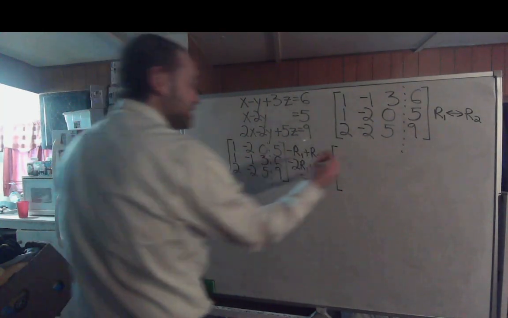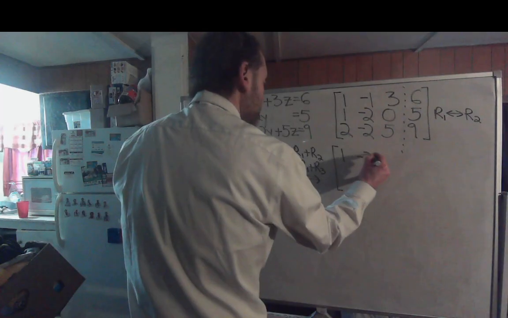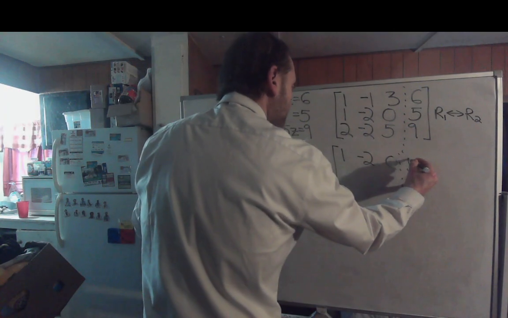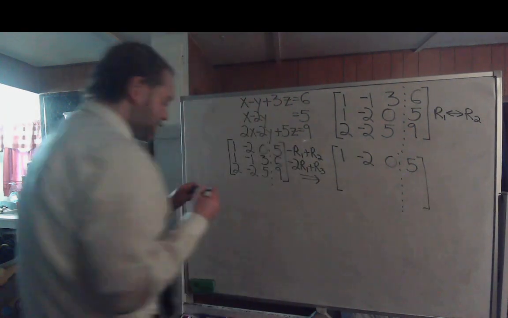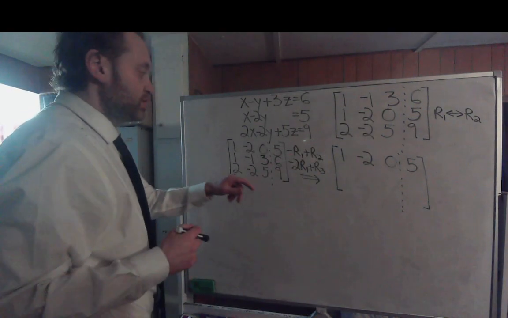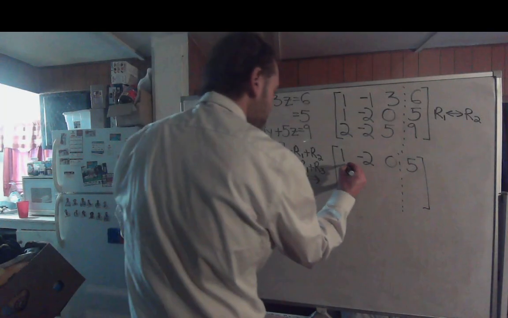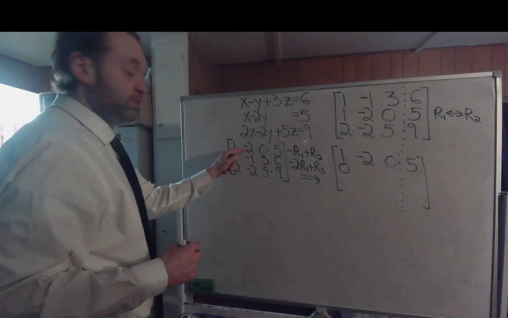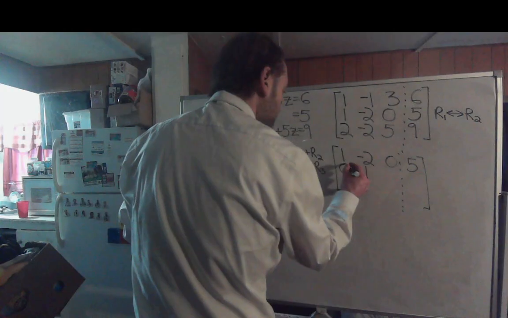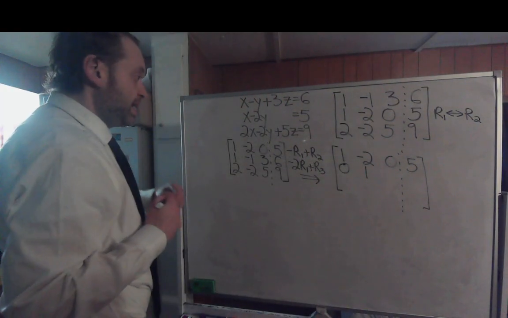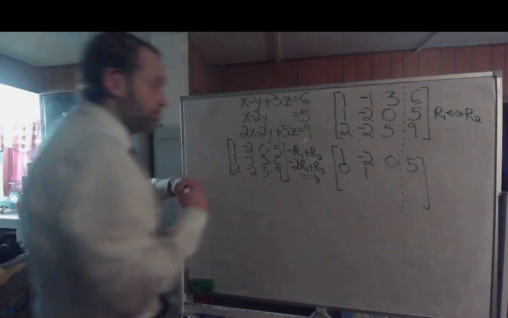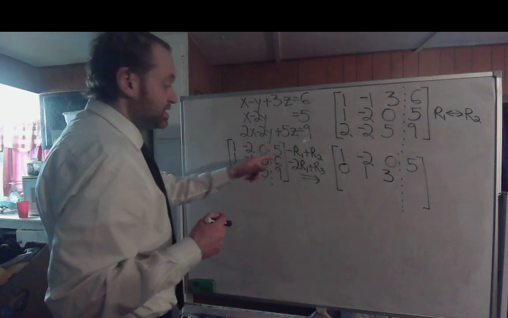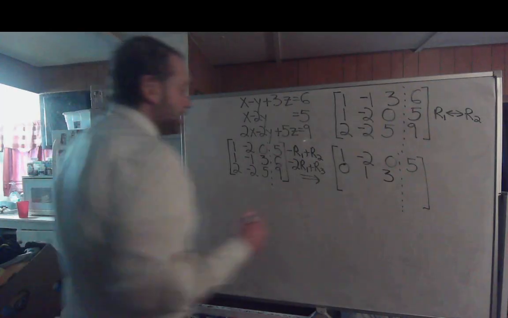So row 1 is being left alone. 1, negative 2, 0, and then 5. Alright. Negative of row 1 plus row 2. So negative 1 plus 1 is 0. Negative negative 2 is positive 2. Plus negative 1 is positive 1. Then we have negative 0 plus 3 would be 3. And then we have negative 5 plus 6 is going to be positive 1.